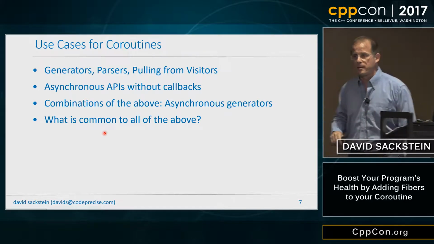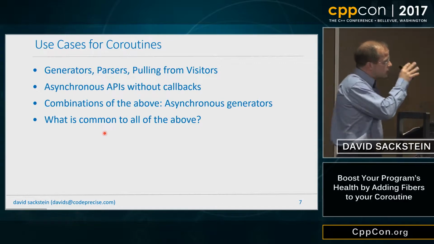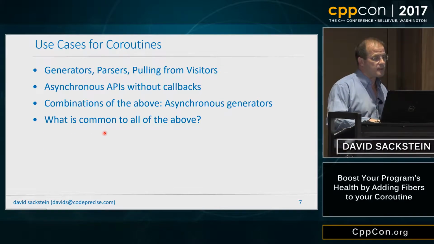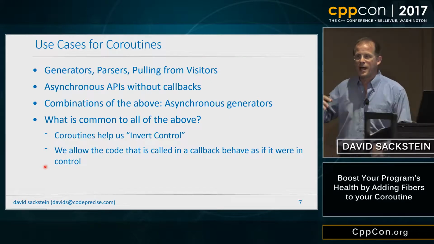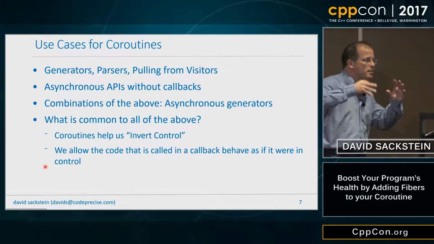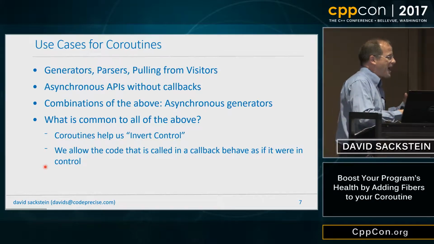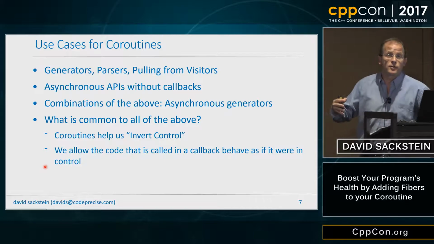What is common to all of the above? And this helped me understand what coroutines are all about. What is common to all of these patterns, different as they may seem, is that they help us invert control. We allow code that is typically governed or dominated by callbacks to be combined with the initiating functions and to look together as if they are one function. And that is really what inversion of control is all about.